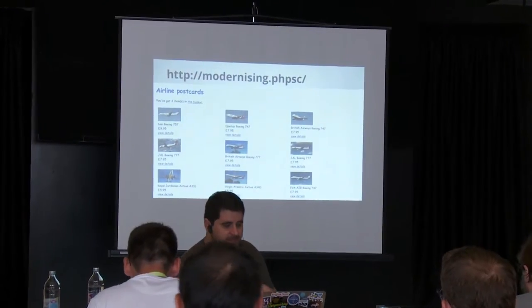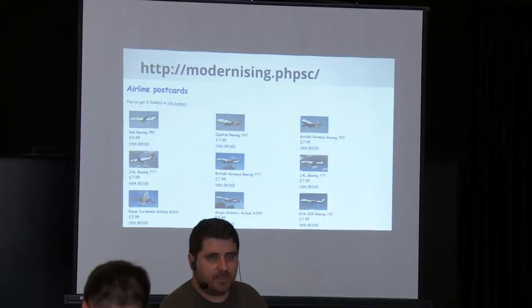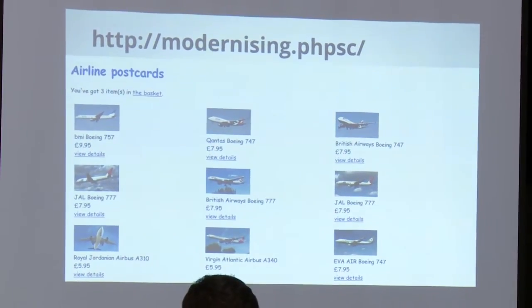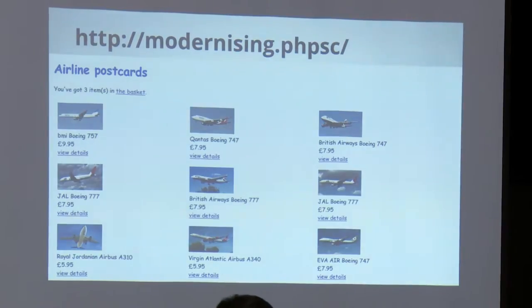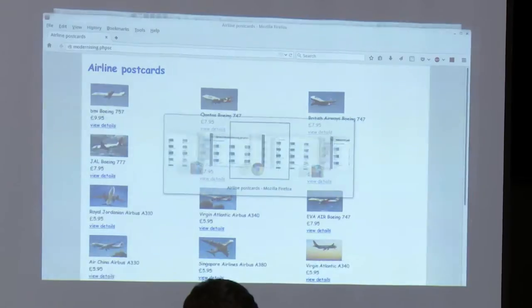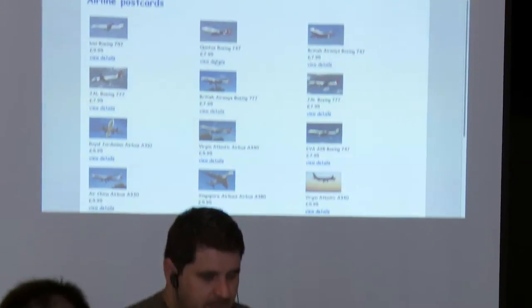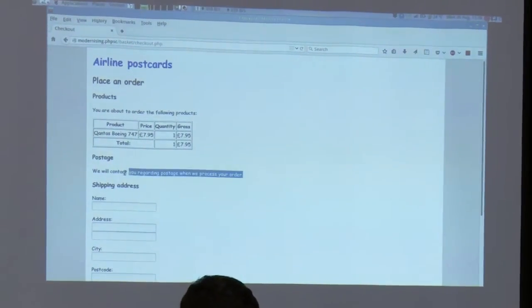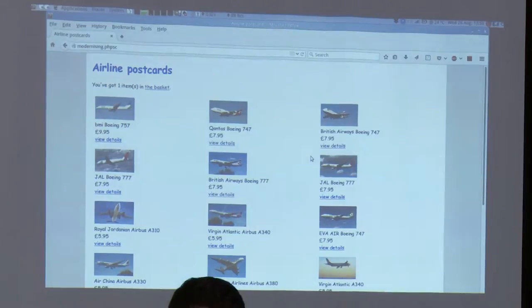I'm a plane spotter photographer, hence the planes in here. So let's assume that I built this little application some time ago to try to sell my pictures. Probably no one would buy them, but that's another story. This is a really simple application which allows users to view pictures and buy them if they want. You can view details of the picture, add to basket, go to basket, continue to checkout, give your details, and someone will send it to you. So right now the problem with this application is that it's a legacy one, and we're going to fix it to make it more modern.